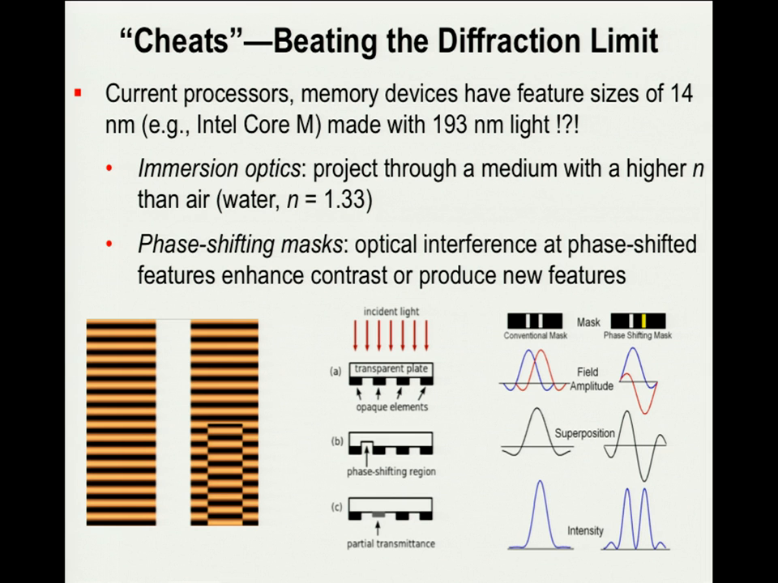However, if you have a phase-shifted region that's produced by either a partially transmissive element or an element that is slightly thinner or slightly thicker than the adjacent element, then you get field amplitudes that are out of phase and a superposition that is in phase here, out of phase here, and the intensity, so the square of the superposition, is now two features instead of one feature. So that's a way to beat the diffraction, because normally you had spillover through these lines to give you one peak. Now you have two peaks.